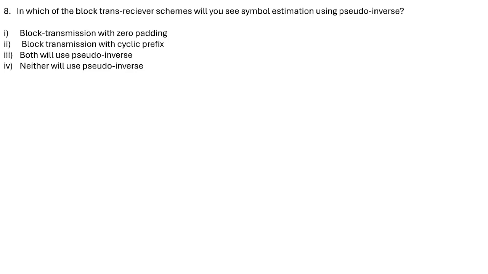However, block transmission with zero padding requires symbol estimation using pseudo inverse, because for zero padding you will have a rectangular matrix of size n cross m, so of course you cannot take the inverse of it. So you have the pseudo inverse, because in that case you take the least squares approach for symbol estimation, which uses the pseudo inverse, C Hermitian, C inverse, C Hermitian. That pseudo inverse we are going to use for estimating the symbol that has been transmitted.